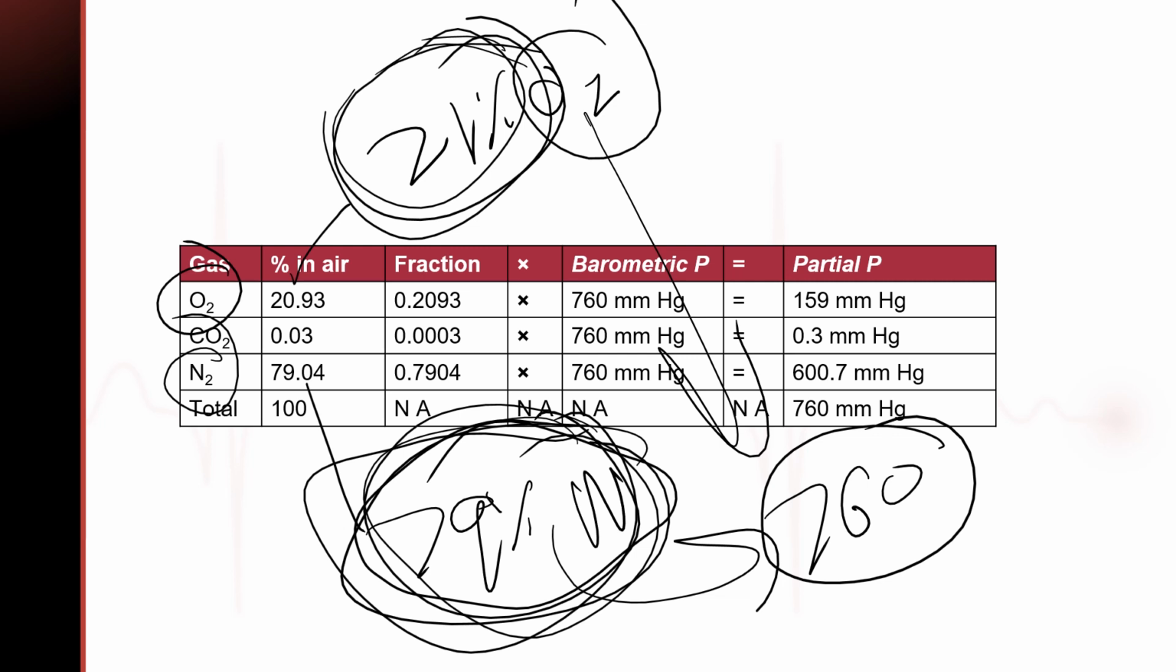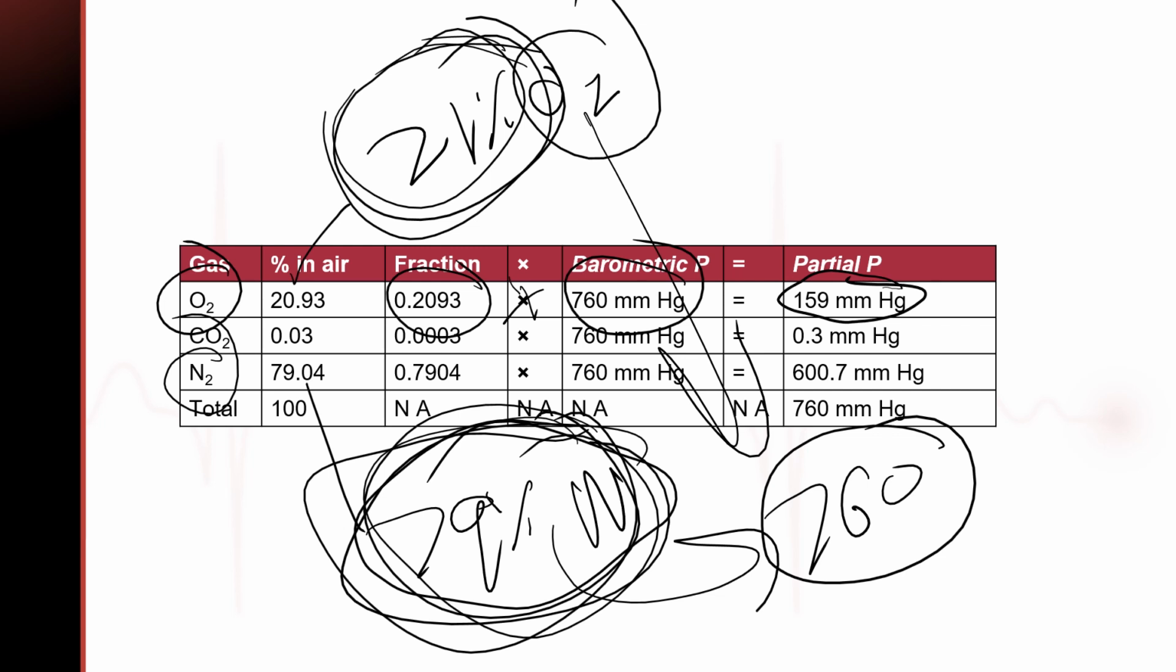So again, really simple math, right? You just say, what's 21% of 760? You do basically 0.21 times 760. And what do you find out? Oxygen's partial pressure within the air in the atmosphere, if we're at sea level, is about 160 millimeters of mercury.